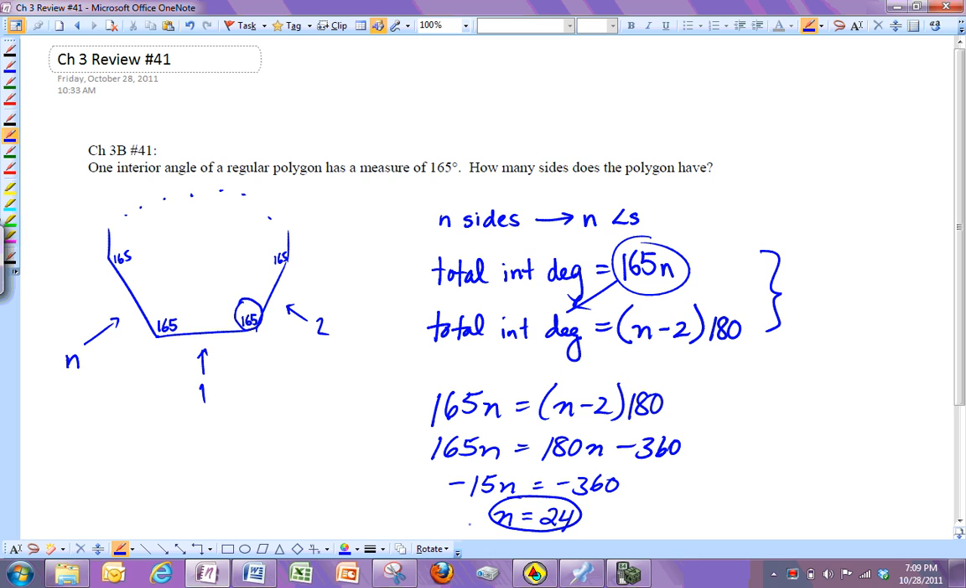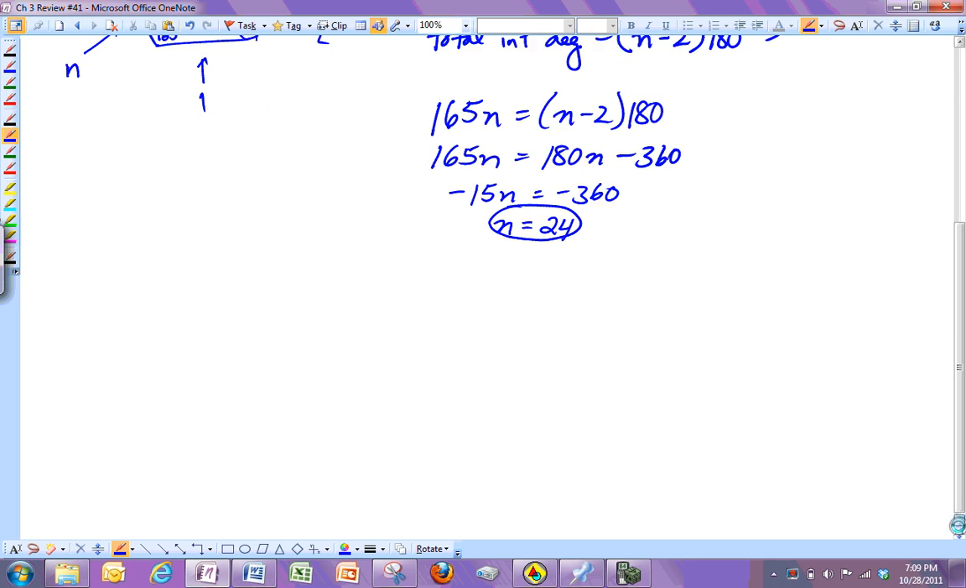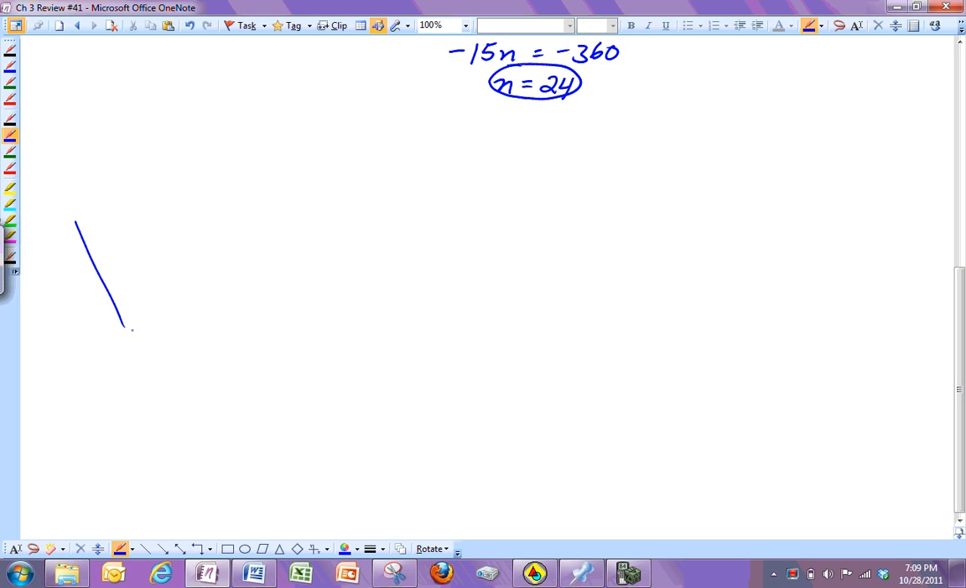Now there's one other way of doing this problem that I think is also pretty clever. If I move this down a little bit, and use the same idea right here, this is 165, this is 165. The other day we learned that if you extend this, this is called an exterior angle right here. If you add these two up to get 180, you can figure out that this one here is 15 degrees. If I draw in all of my exterior angles, they'd all be 15 degrees then.